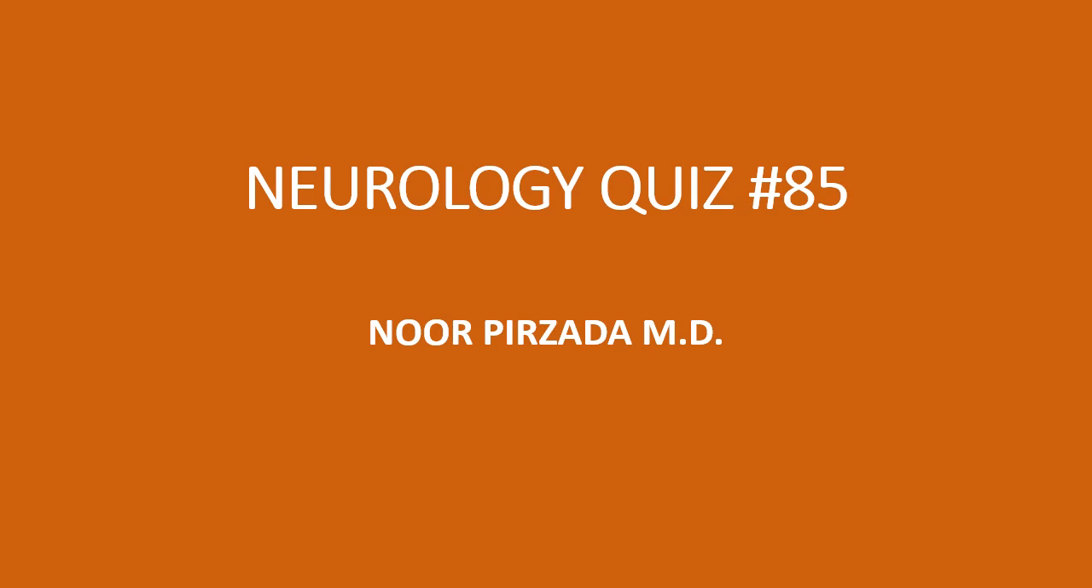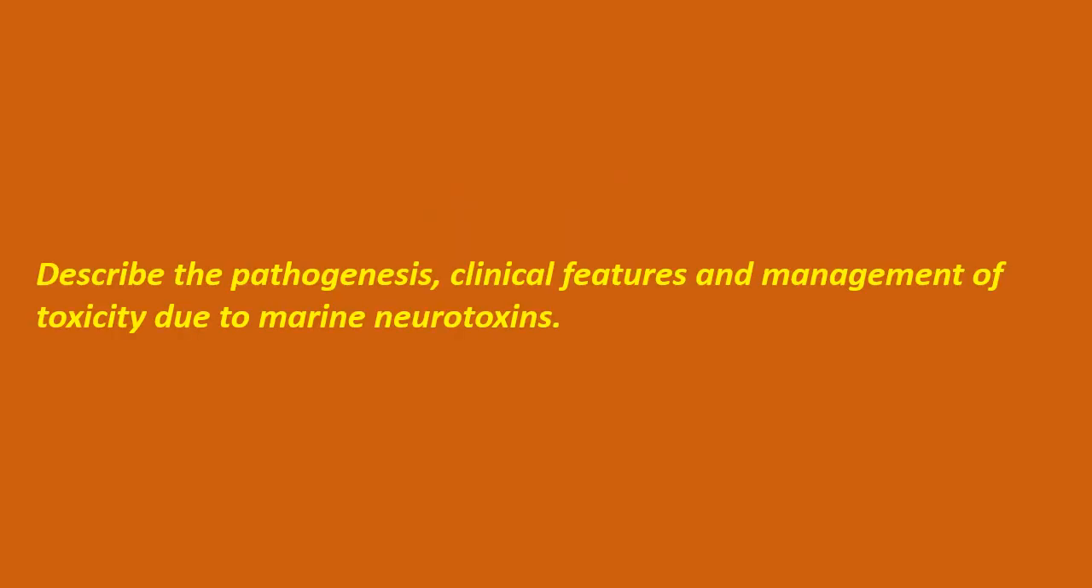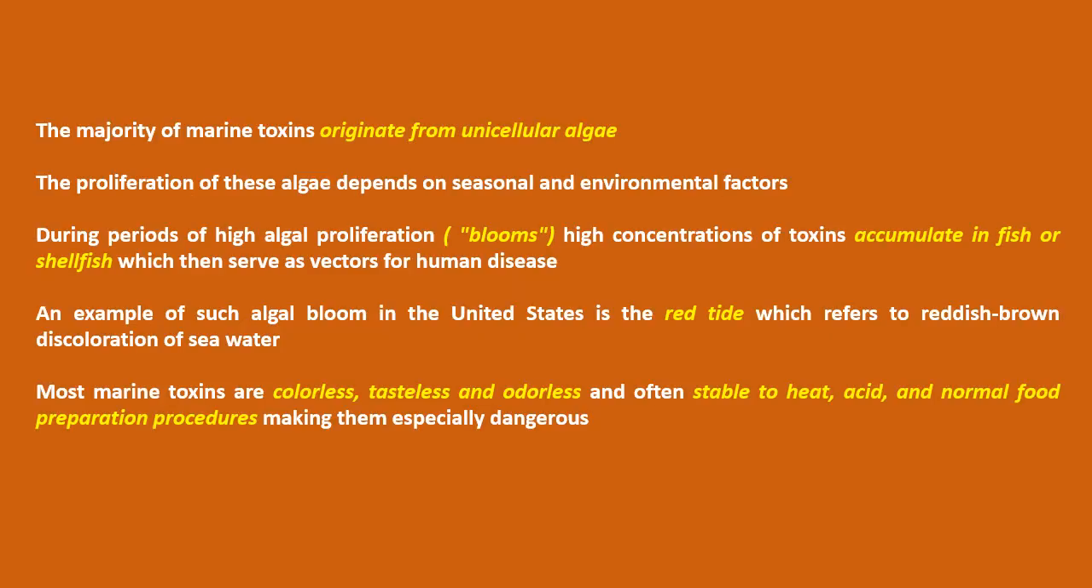Neurology Quiz number 85. Describe the pathogenesis, clinical features, and management of toxicity due to marine neurotoxins. The majority of marine toxins originate from unicellular algae. The proliferation of these algae depends on seasonal and environmental factors. During periods of high algal proliferation or blooms, high concentrations of toxins accumulate in fish or shellfish, which then serve as vectors for human disease.